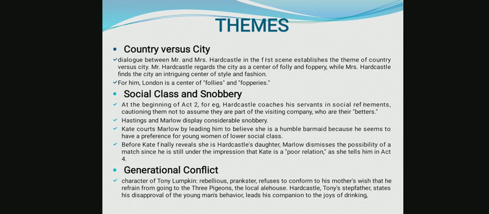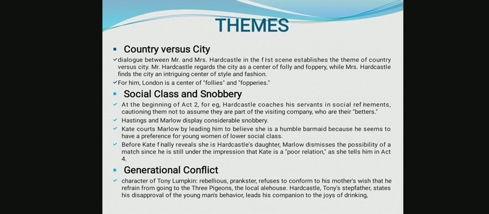The first point is country versus city. Now if you look at it, Mrs. Hardcastle is a person who really loves to live in a city, whereas Mr. Hardcastle is completely opposite to that. He hates the city and wants to spend most of his time in the country itself. So in the earlier act itself, you can see the dialogue between Mr. and Mrs. Hardcastle, where the theme of country versus city is properly established within these two characters.